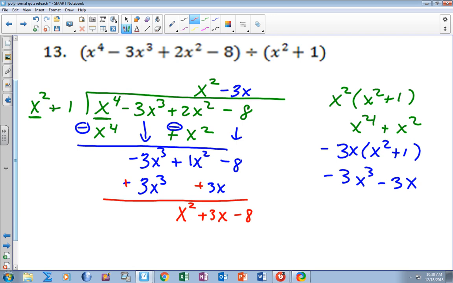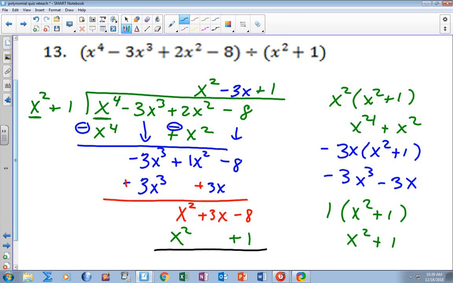So now we say, what times x squared will give us an x squared? Well, that's going to be plus 1. So now I'm going to add 1, and take 1 through. I'm going to say 1 times x squared plus 1, so that's going to give me x squared plus 1. I'm going to put that underneath here. So x squared plus 1.